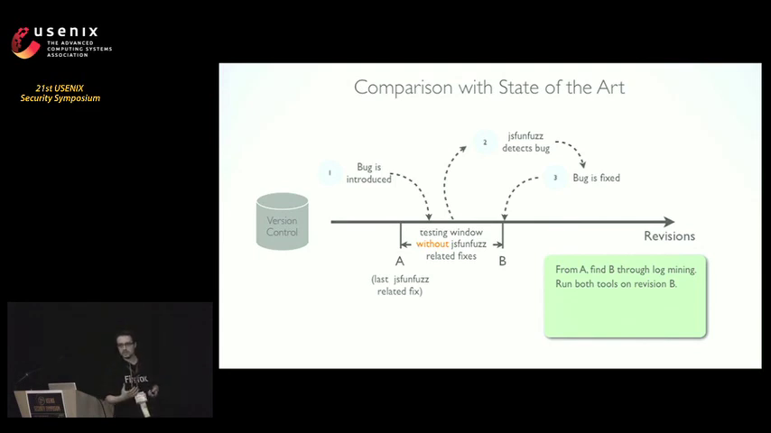But we cannot simply use all the defects that both tools find now. We must check that the defects were actually introduced in the window here and ignore all the defects that were introduced before the revision A here. Because if we would not ignore these, then LangFuzz would again find more bugs because the bugs that are before A, they are already fixed because, again, JS1Fuzz was part of the development process. In order to find out where the bug was introduced, we used bisection and we used information from the bug report, so that information was often readily available.